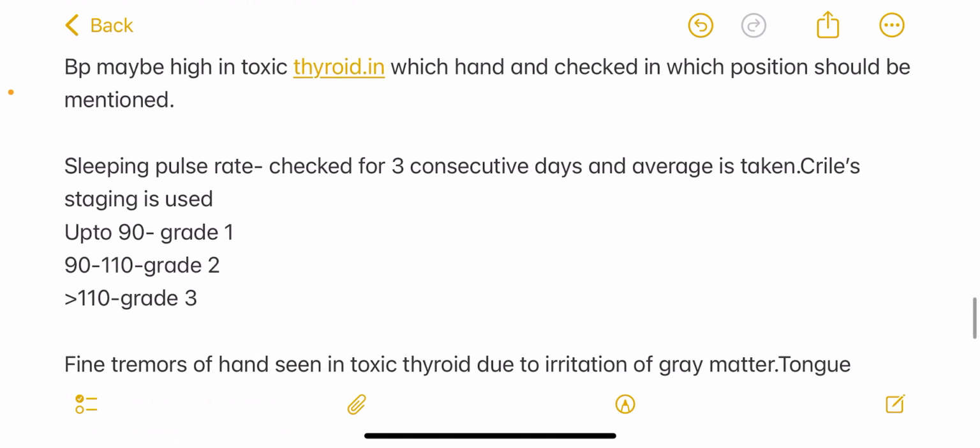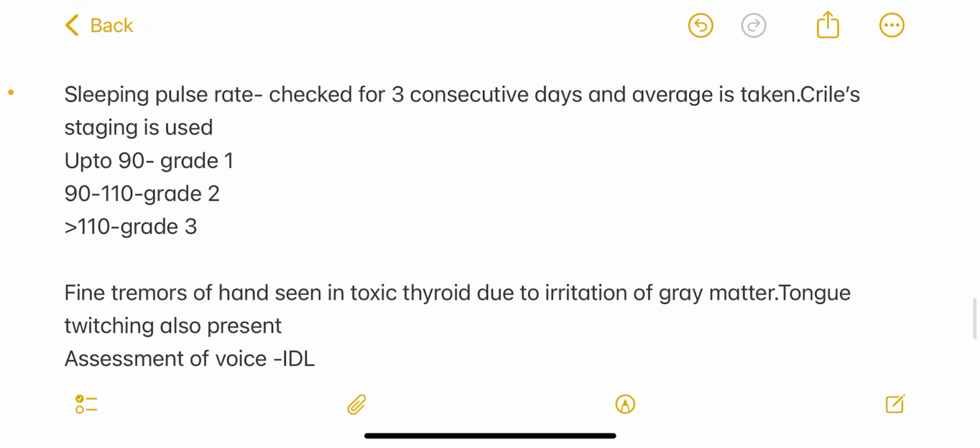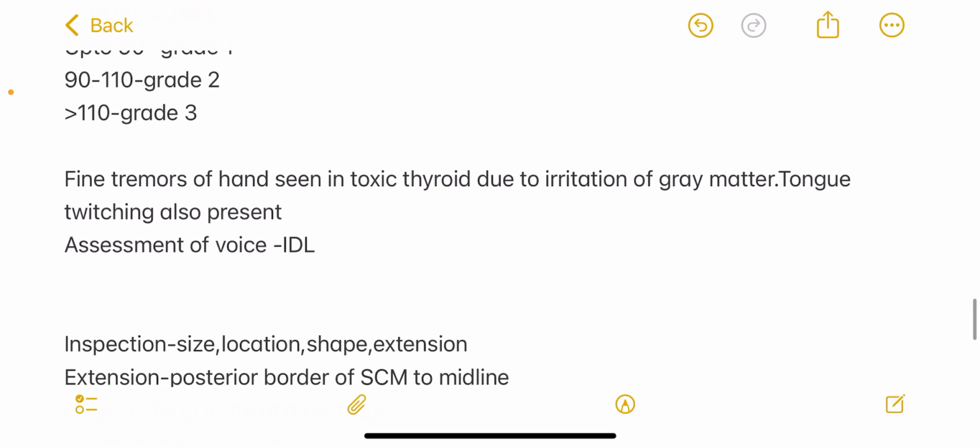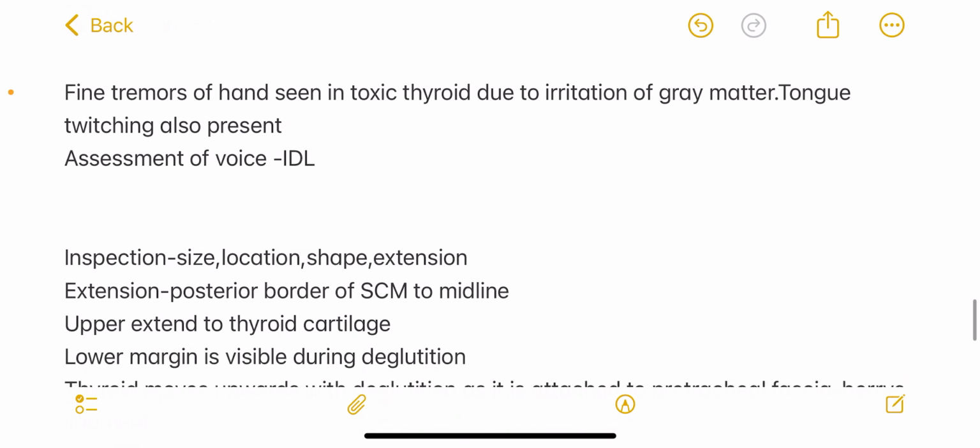is grade 3. Then fine tremors of the hand are usually seen in toxic thyroid because of the irritation of the gray matter in the brain, and tongue twitching can also be present in this patient. Then assessment of voice, we can do the indirect laryngoscopy or the video laryngoscopy, where we can see the movements of the vocal cord. Then moving on to the examination of the swelling.